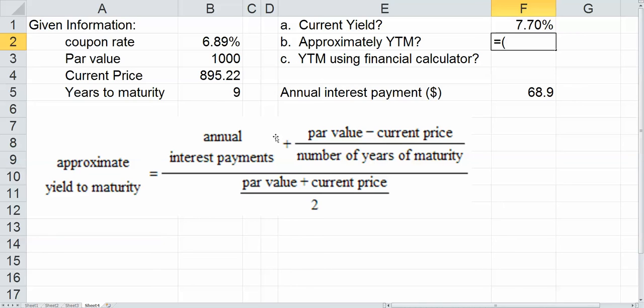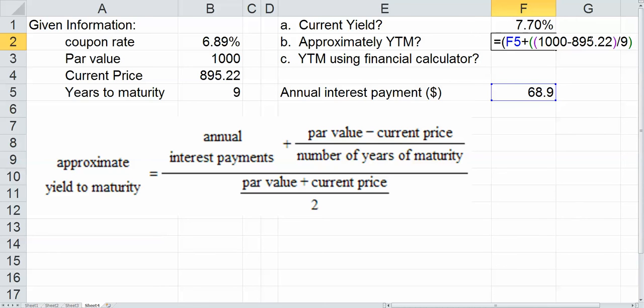So we want to calculate the numerator, which is our annual interest payment of $68.90, plus we want to take our par value, and I'm just going to type in the values instead of creating links. The par value is $1,000, subtract the current price of $895.22, divide that by 9, which is the current years to maturity. I'm actually going to put another set of parentheses around here because what I want it to do is take the par value, subtract the current value, then divide that by 9.